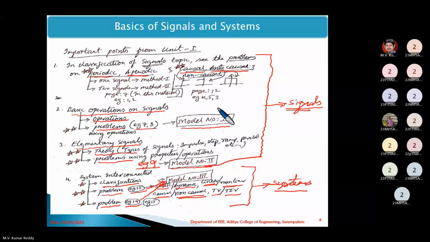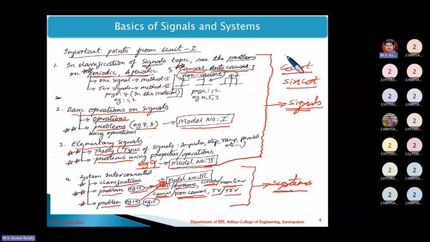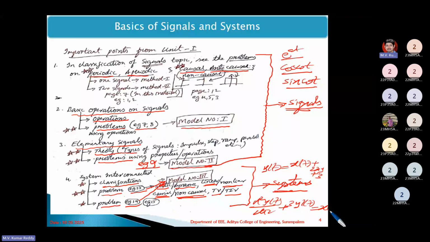Signal means sine omega t. This is the signal. Cos omega t. This is the signal. Next, e power at. These are the signals. Next, system means y of t is equal to x of t plus 2xy plus 3, like that, or a differential equation d square y of t by dt square plus 3 y of t is equal to x of t, like that. These are the systems, and these are the signals.